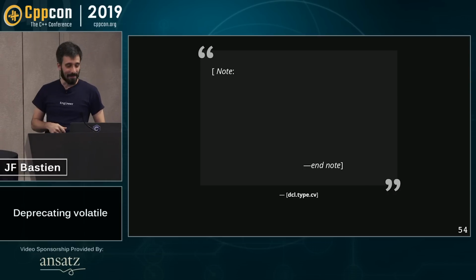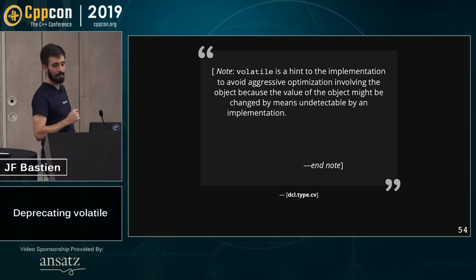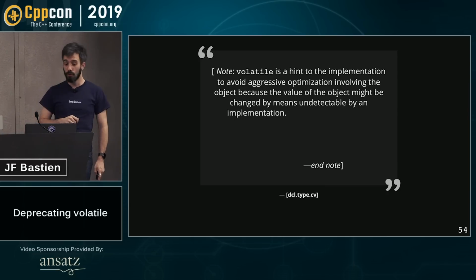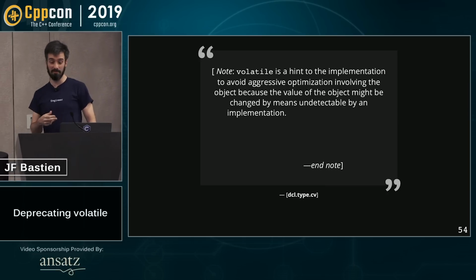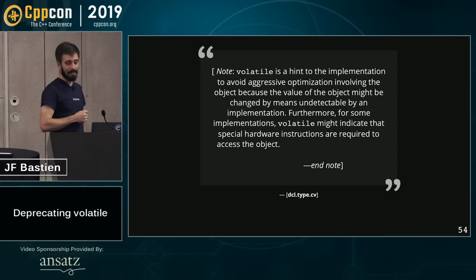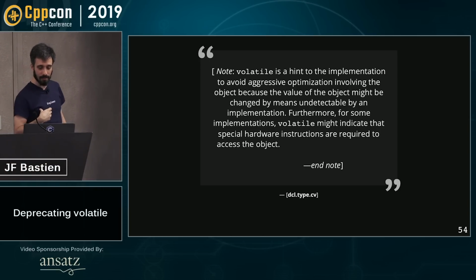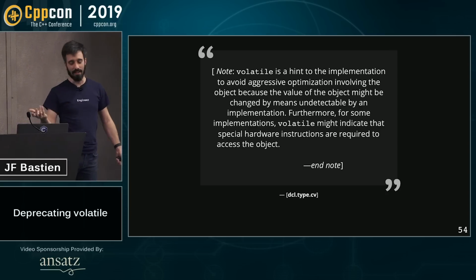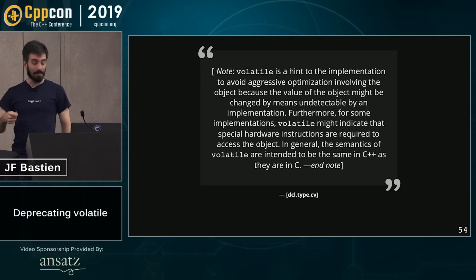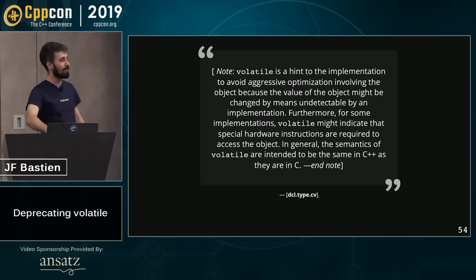So let's look at what's useless in here. Volatile is a hint to the implementation to avoid aggressive optimizations involving the object because the value of the object might be changed by means undetectable to an implementation. Cool, I'm a compiler implementer. This is a note, whatever. Furthermore, for some implementations, volatile might indicate that special hardware instructions are required to access the object. What do I do with this as a compiler implementer? Nothing. In general, the semantics of volatile are intended to be the same in C++ as they are in C. As we just saw, it's not true because they changed the signal handler stuff. But whatever, it's a note, doesn't really matter.